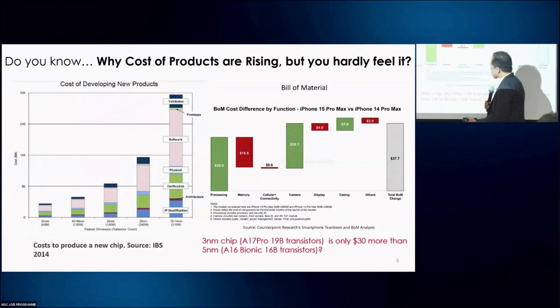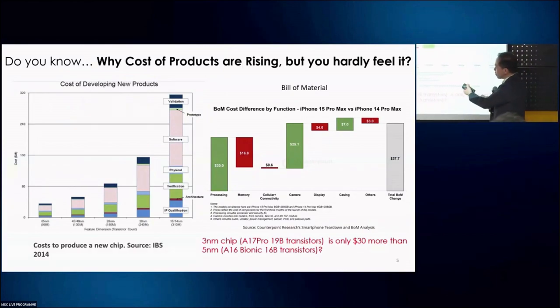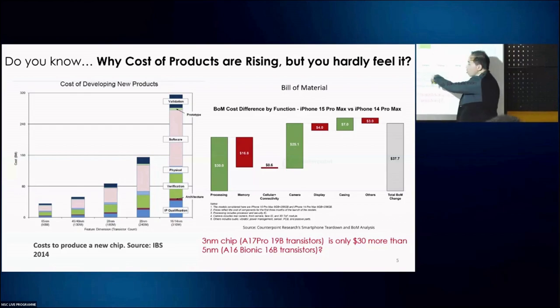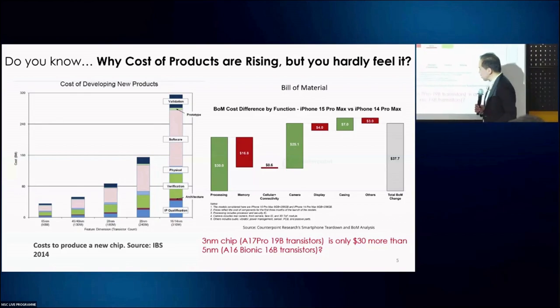Okay, but if you look at the bill of material, here's the one for the A17 Pro, 19 billion transistors. It's only $30 more expensive than your A16 Bionic, right? So it more than doubles to make the chip, but you're only seeing it $30 more on your phone. How does that business work? And why do people still sell phones if you're doing this? Amazing, right? It's mysterious, right? I mean, these are things that you learn.